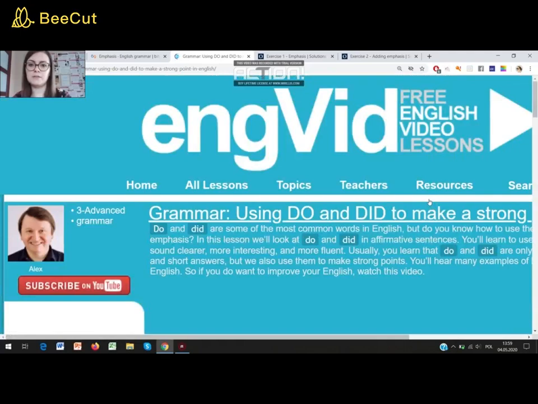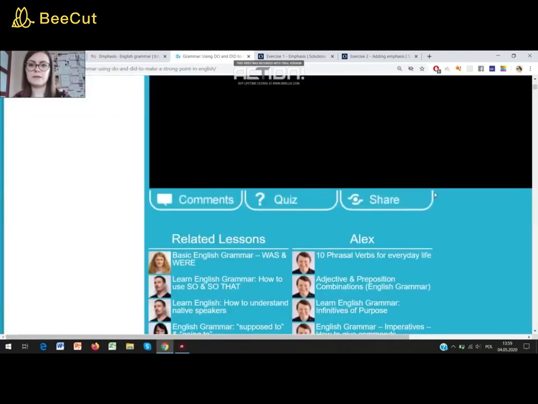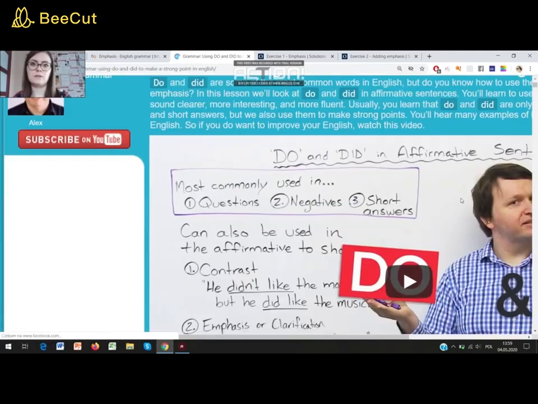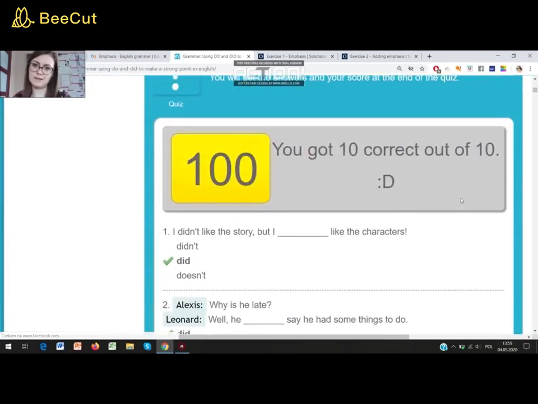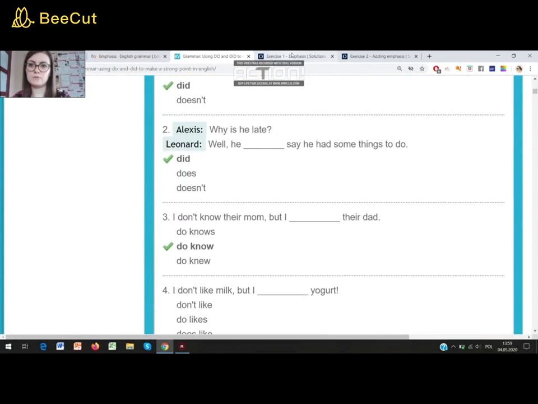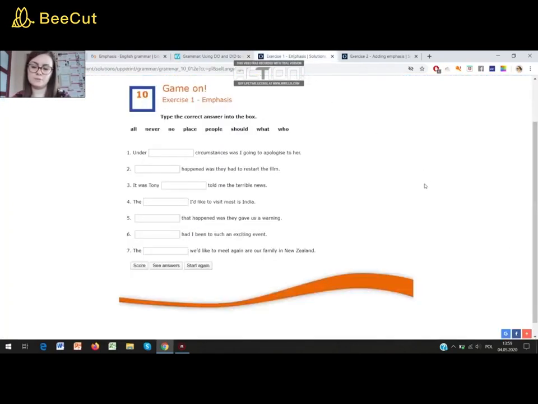And let us see if everything was correct. I guess it was. Oh, there is no answer here. Yeah, here it is. You got 10 correct out of 10. Okay, so one more or two more exercises just to make sure we know how to use inversion, emphasis, cleft sentences, and all of the ways to make an emphasis. So we should type one of these words in each gap.